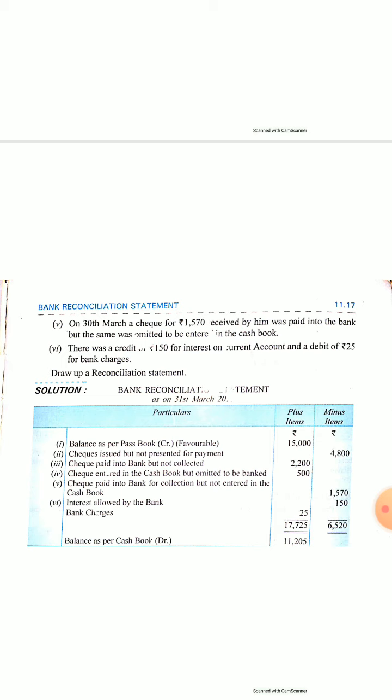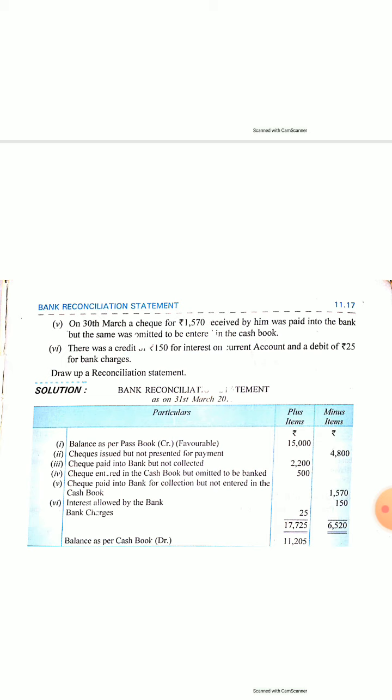Again, there was a credit of rupees 150 for interest on current account and a debit of rupees 25 for bank charges. So interest was credited, so definitely the passbook will be higher and the cash book will be lower balance, so it will be deducted, so it will be written in the minus column. Again, rupees 25 for bank charges were deducted and it was written in the plus column because passbook is less by 25 here.